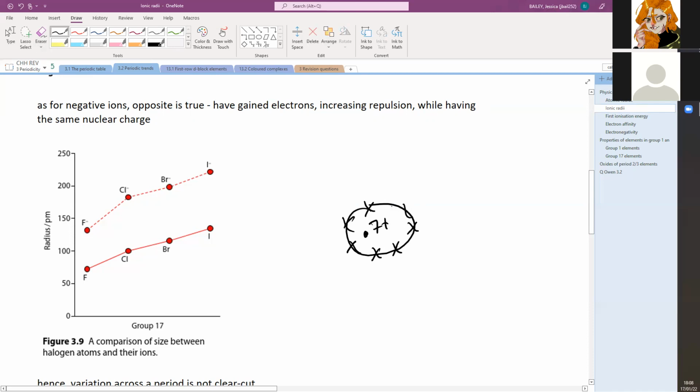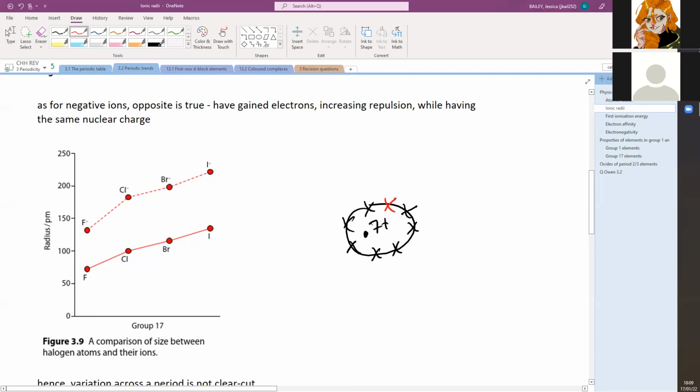So it's got 7. When it gains an additional electron, so I'll say it gains that 1 red electron there, now it's the nuclear charge that used to only be spread out among 7 electrons is now spread among 8. And so there's more repulsion amongst all of these electrons, but the same nuclear charge. So they're getting the same overall amount of positive attraction, but there's more negative electrons.